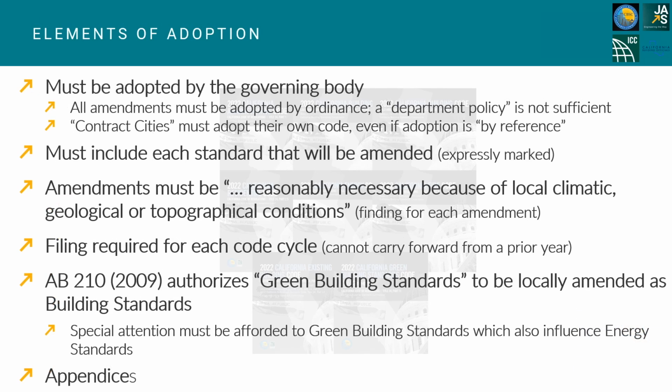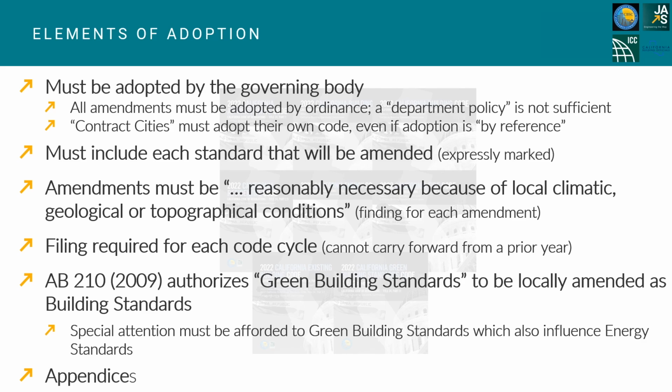Local ordinances must be adopted by the jurisdiction's governing body, such as its city council. Using a policy is not sufficient. Contract cities need to adopt their own code, even if by reference. Otherwise, the unamended Title 24 applies to that jurisdiction.